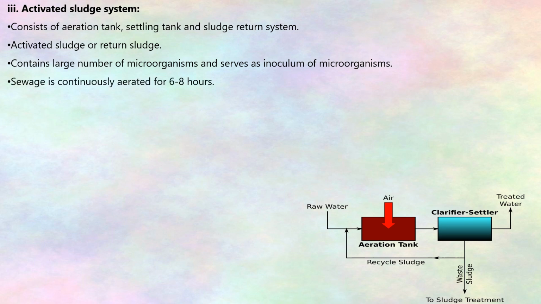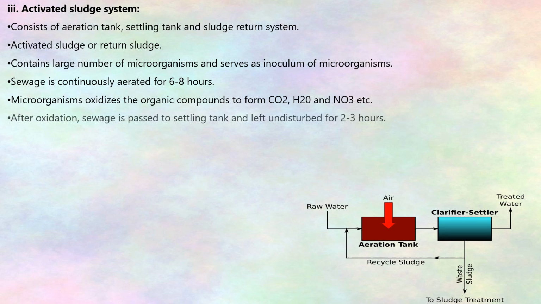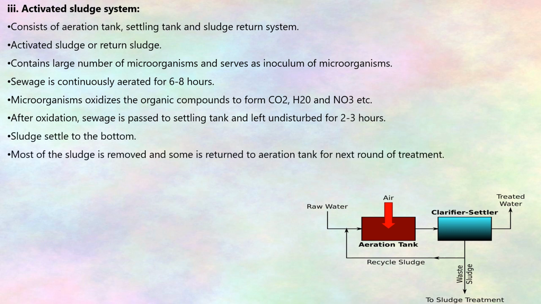Sewage is continuously aerated for about 6 to 8 hours. Microorganisms oxidize the organic compounds to form CO2, H2O and NO3 etc. After the oxidation process, sewage is passed to the settling tank and left undisturbed for about 2 to 3 hours. During this time the sludge settles at the bottom. Most of the sludge is removed and some is returned to the aeration tank for the next round of treatment. By the sludge digestion process, BOD of the sewage is reduced by 5 to 15%.